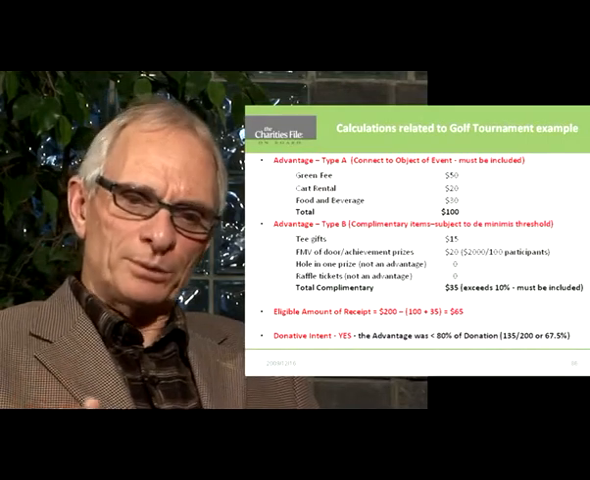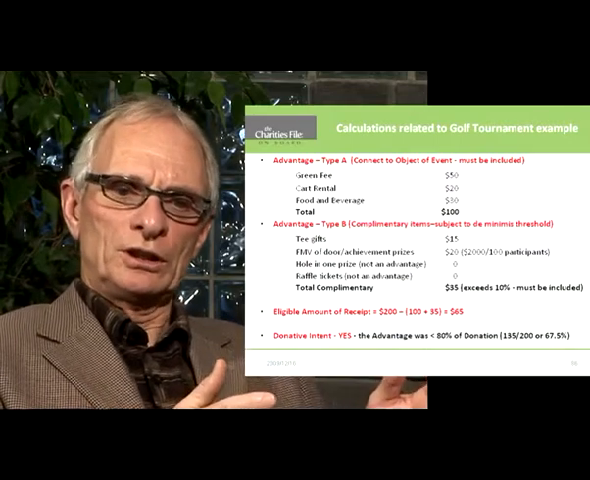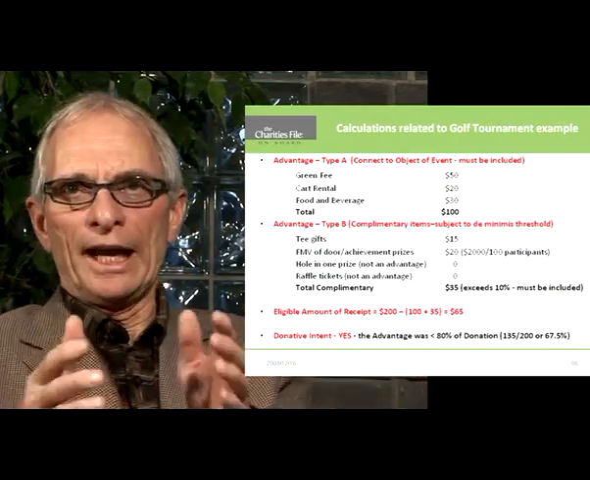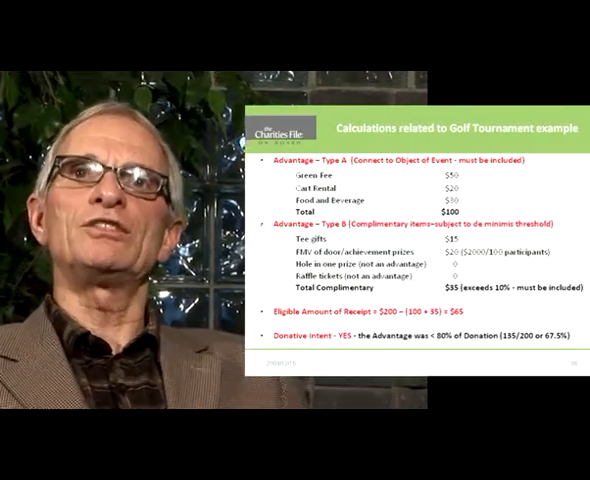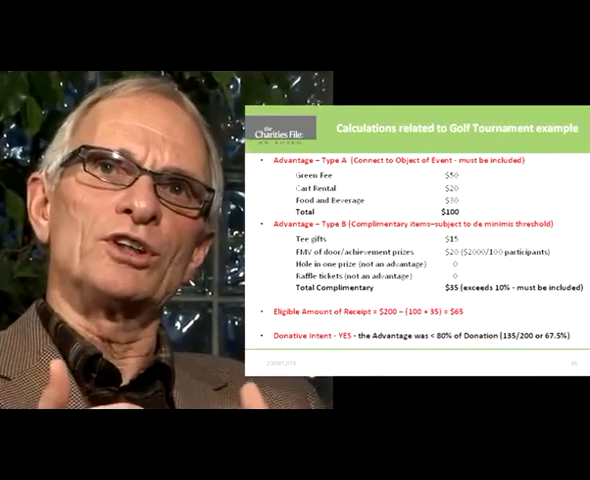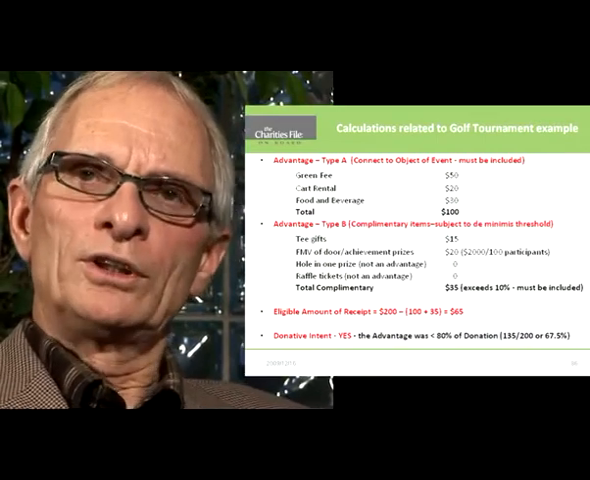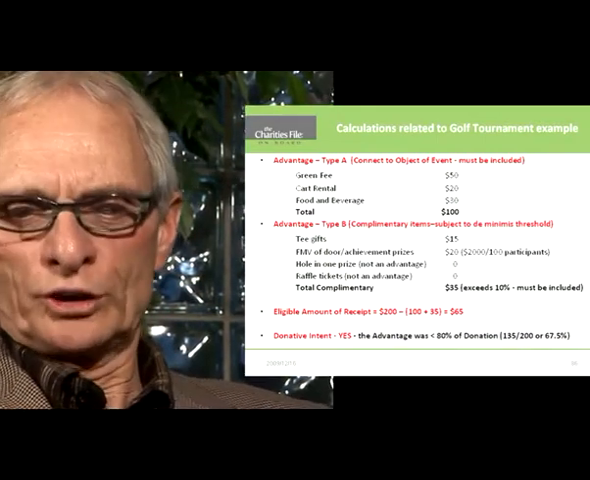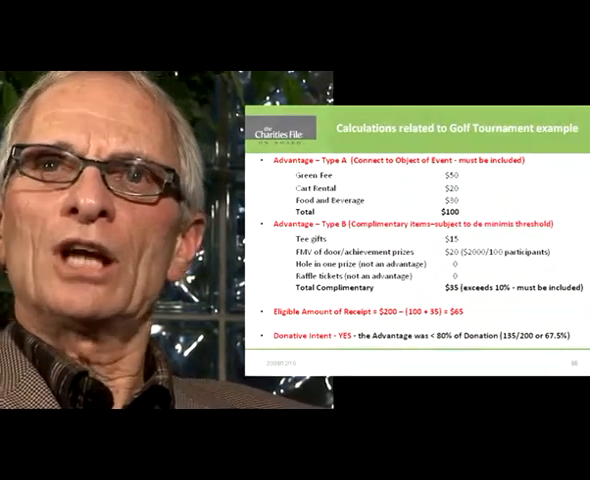So when we add up the eligible amount of the receipt, we have the $200, and then we take off the 100 and then also the 35, so we end up with an eligible receipt of $65. Is that reaching donative intent? Yes, because if you take that ratio of 135 over 200, then it's only 67%, basically. So that is under the 80%. So in fact, they can be receipted for $65 because there is donative intent under the 80% guidelines.